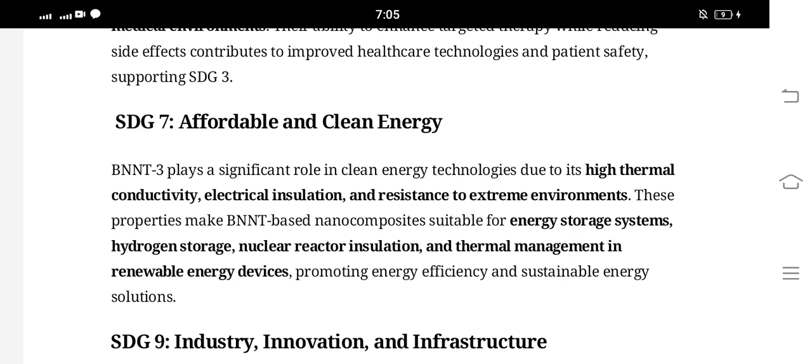BNNT-3 plays a crucial role in clean energy applications due to its high thermal conductivity, electrical insulation, and resistance to extreme conditions. BNNT-3 based nanocomposites are suitable for energy storage systems, hydrogen storage, nuclear reactor insulation, and thermal management in renewable energy devices. These applications promote energy efficiency, reduce energy losses, and support the development of sustainable energy solutions.